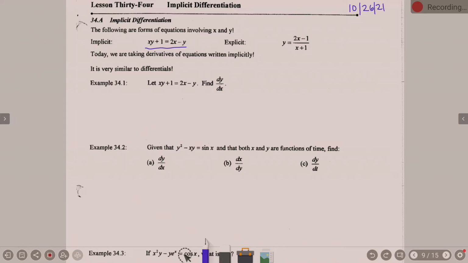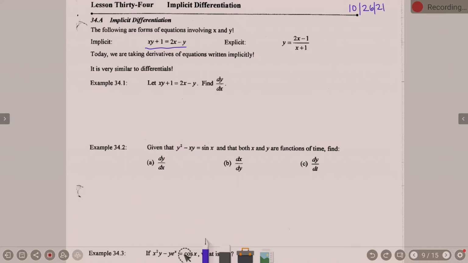It's x's and y's multiplied together. And this implicit differentiation, we're going to use it when this is not easy to solve for y. And if you do get it solved for y, it's not a pretty equation to work with. As opposed to what we're used to, where if it's explicitly solved, y equals, then we take the derivative.